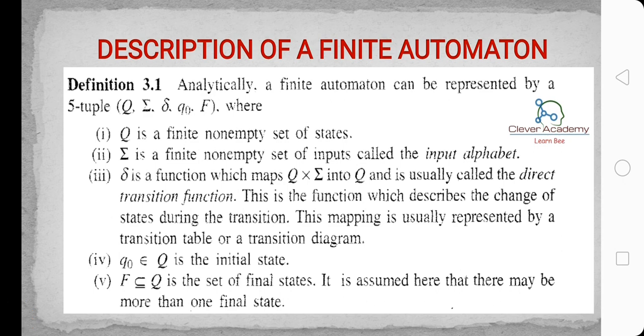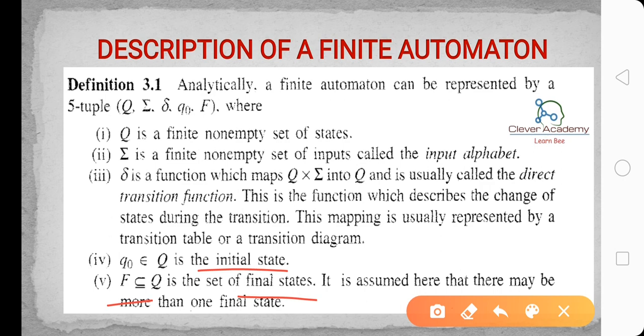So that's the meaning of Q × Σ → Q, and you usually call it the direct transition function. This function describes the change of state during the transition, whenever you are moving from one state to another state. Fourth, q naught is the initial state, and finally F is the final state.